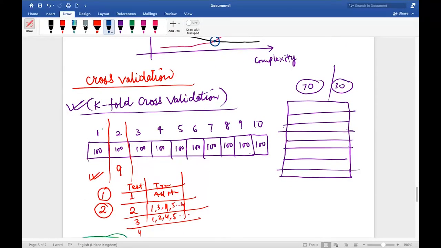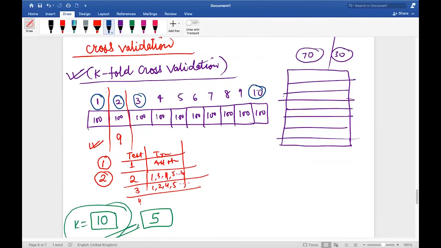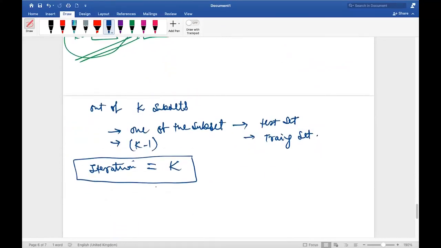Yes, no. Because in the first iteration, this will be your test set, in the second this will be your test set, then the third. Similarly, if it is equal to n, in 10 iterations you will be able to complete. Yes or no? So total iterations are k.